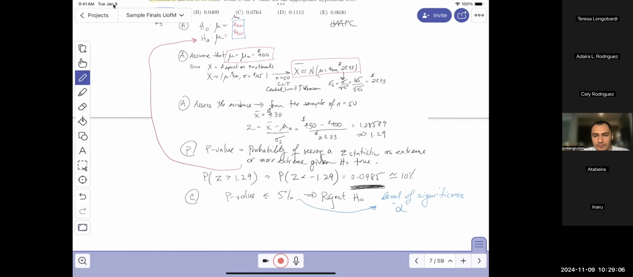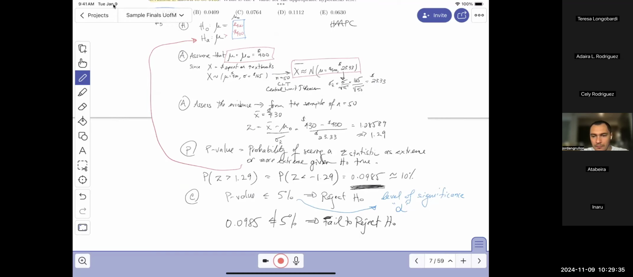In our problem, our p-value 0.0985 is not less than 5%. So we actually failed to reject H naught, and we have no evidence to suggest that it's higher. So 430 is in fact the same as 400. I'm oversimplifying things, but in statistical terms, having a result of 430 with this kind of distribution is not unusual.